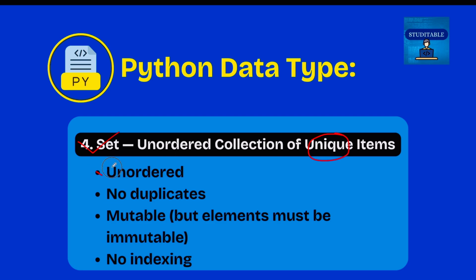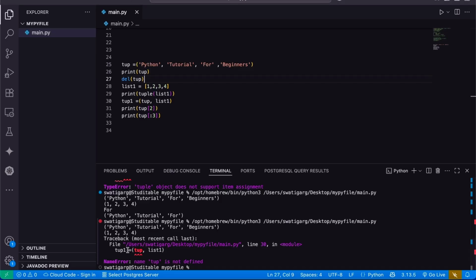So this is unordered. You can enter in any order. No duplicates are allowed. It's mutable, but elements must be immutable. So like list, set is mutable. Just once it's created, you can change it, but elements are immutable, that is you cannot enter a duplicate value. So if you've entered a value once, you cannot enter that again. So elements are immutable, but the set is mutable, and no indexing is there, so you can access the set without index also. So we'll see a program to understand sets better.